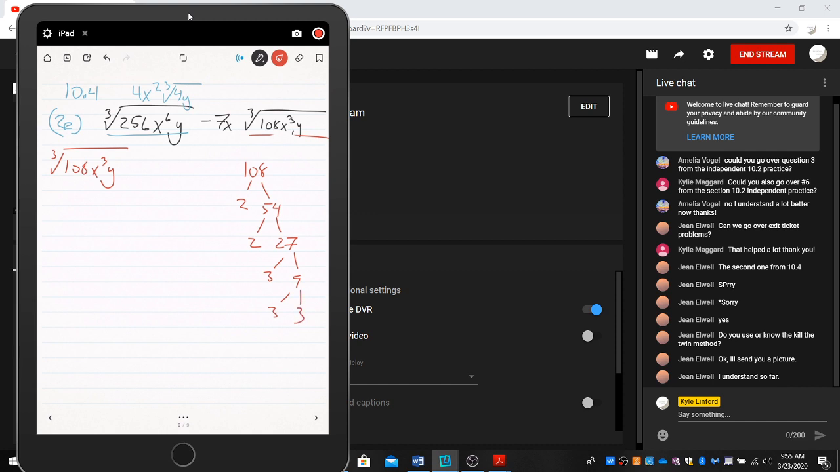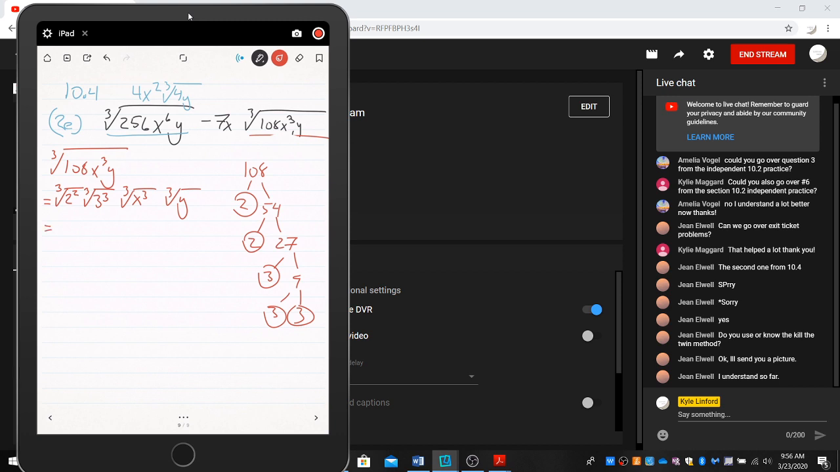Okay, so let's go back and rewrite this as the cube root of 108 is 2 squared and 3 cubed. Notice we have 3 3s and we have 2 2s. So that's why I'm writing 108 as, instead of the cube root of 108, the cube root of 2 squared and the cube root of 3 cubed. We also have to take the cube root of x cubed and the cube root of y.